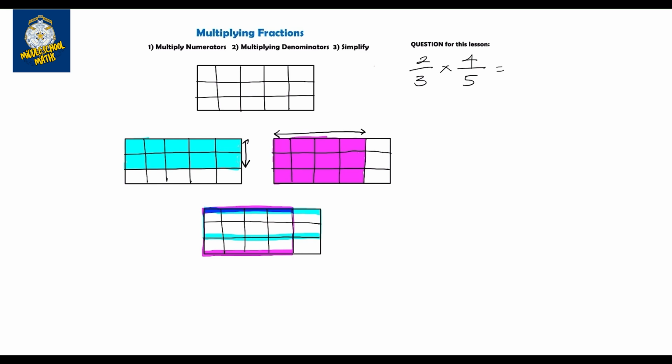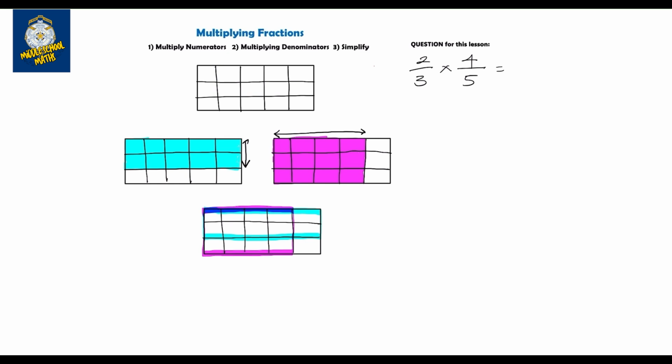For today's lesson, we are going to be multiplying fractions. We're going to do it in two ways. The first way, we're going to use these grids here. So the question we're going to be figuring out today is 2/3 times 4/5.